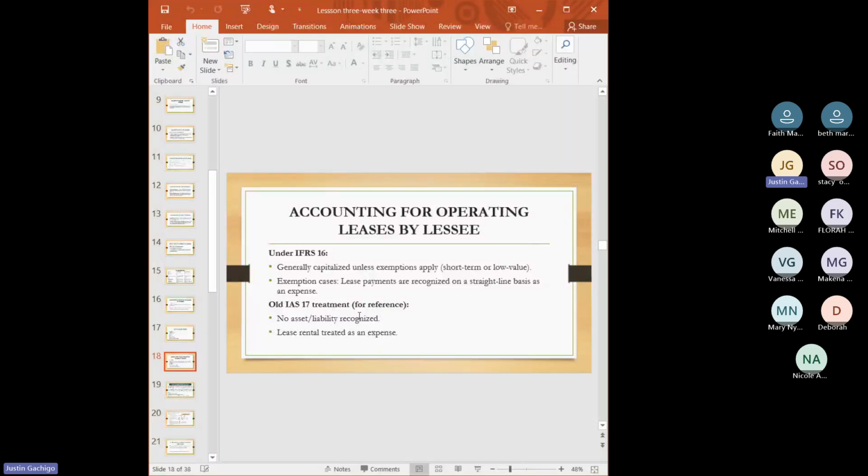So under IFRS 16, short-term leases are normally exempted from capitalization, but under the old IAS 17, here no asset or liability is recognized and lease rentals are treated as expenses. So the amount that you pay to lease an asset, you treat it as an expense.